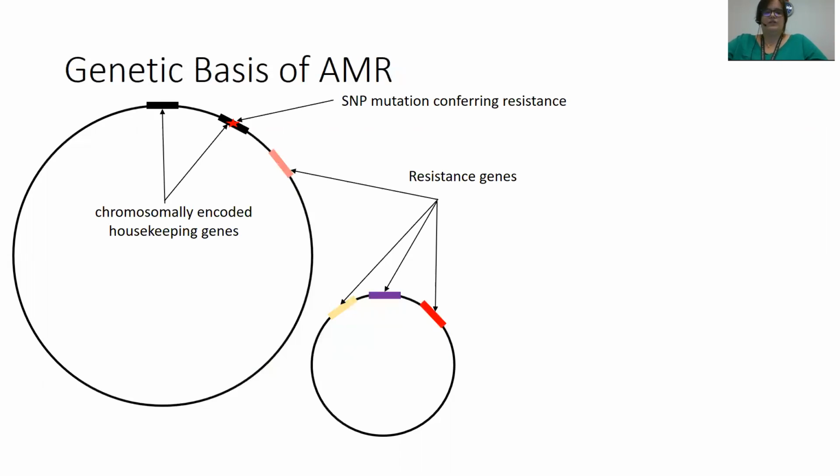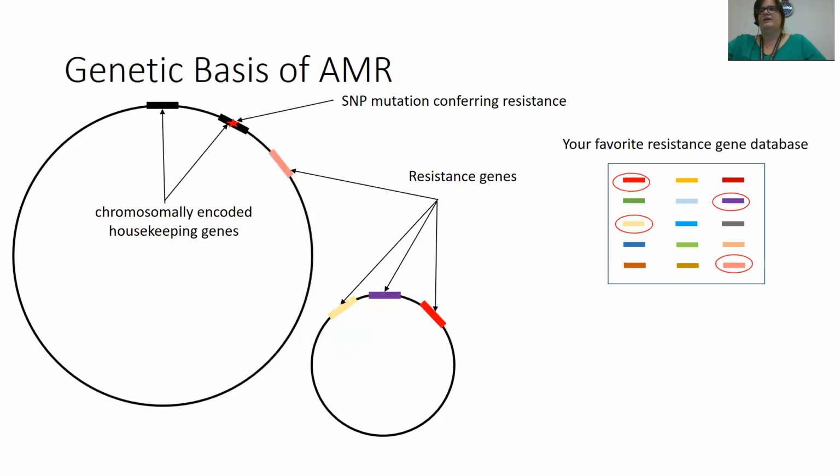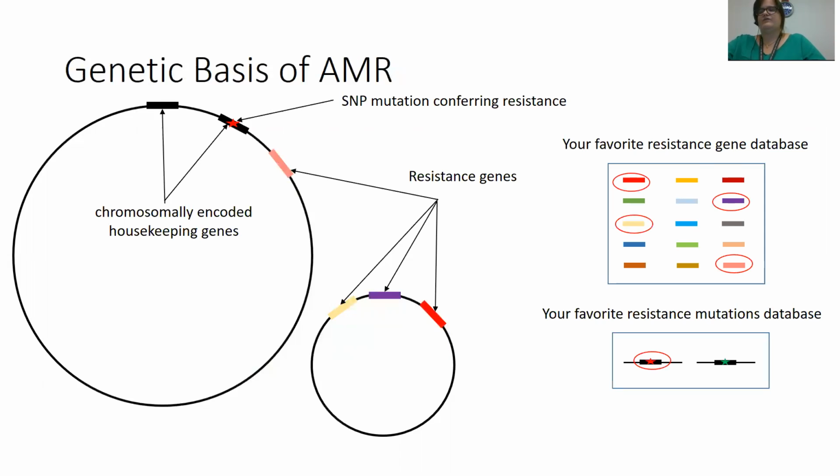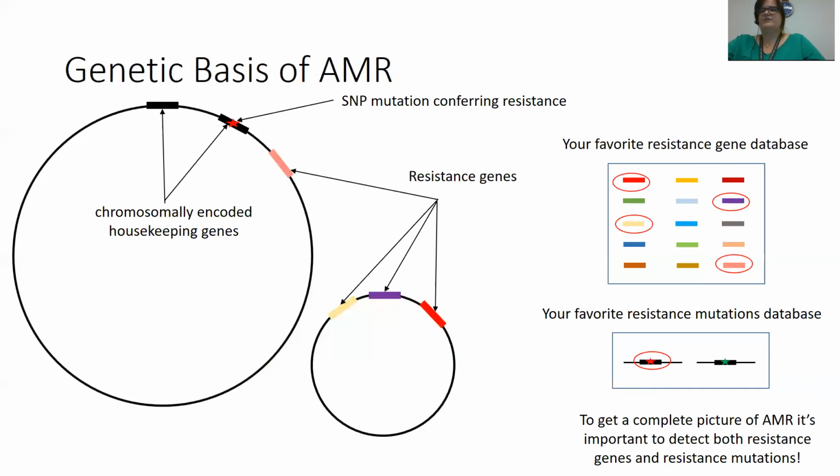So it's important to look at two different routes that may occur in your cell. You would take your favorite resistance gene database and look for these genes in your genome assembly, but you would also want to look for your favorite resistance mutations as well. Often the resistance mutations are very frequently species specific, so you want to take that into consideration. There are some good schemes out there for our bugs, but it may take some digging in the literature if you're targeting this towards some different pathogen.